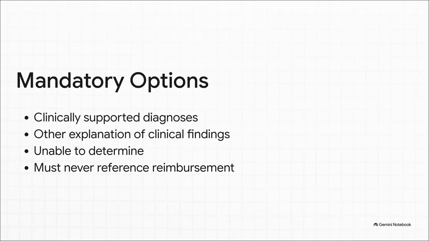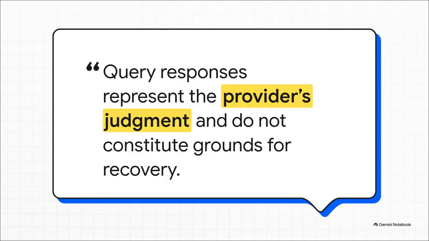And to stay fully compliant and non-leading, your multiple choice queries must always give the provider an objective way out. You absolutely have to include options like other explanation of clinical findings, please specify, and unable to determine. That term, unable to determine, represents true clinical uncertainty, which happens. Also, keep in mind, your options or query titles must never, ever reference the potential reimbursement impact or DRG shift. This 2026 guideline provides a vital defense against payer denial tactics.